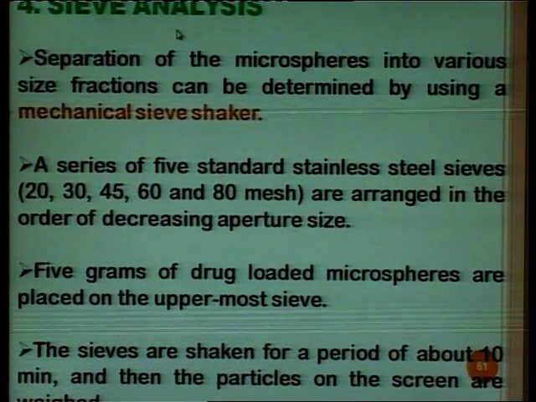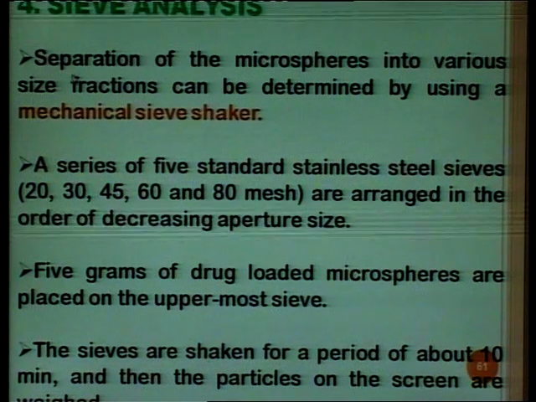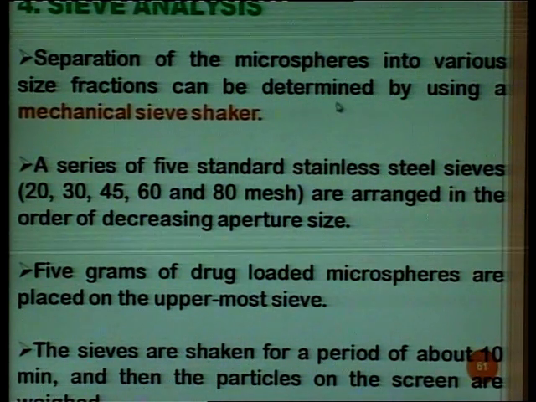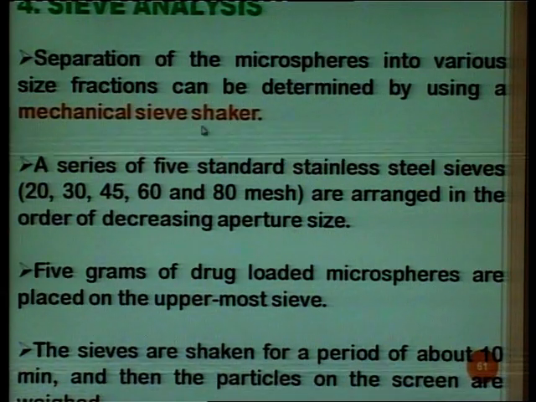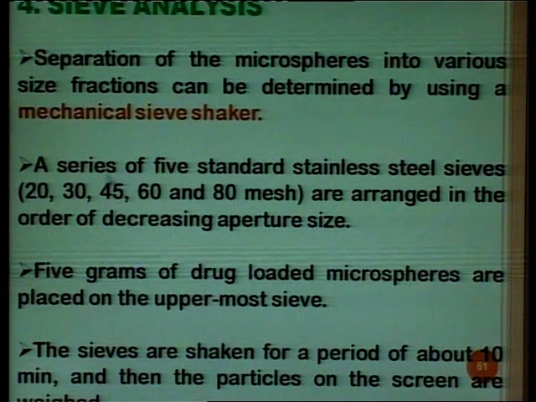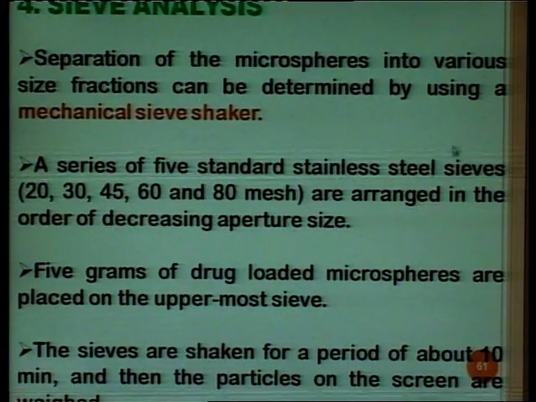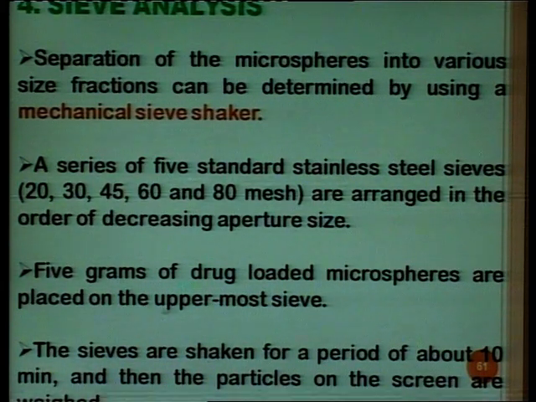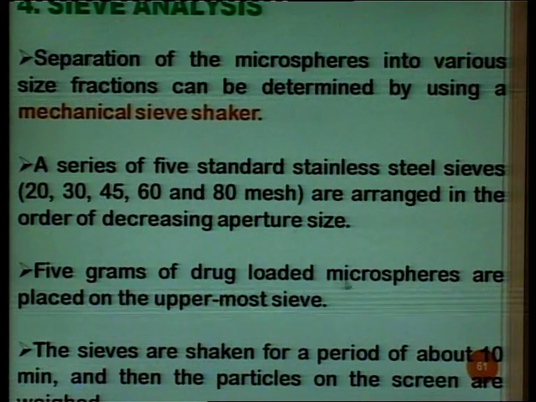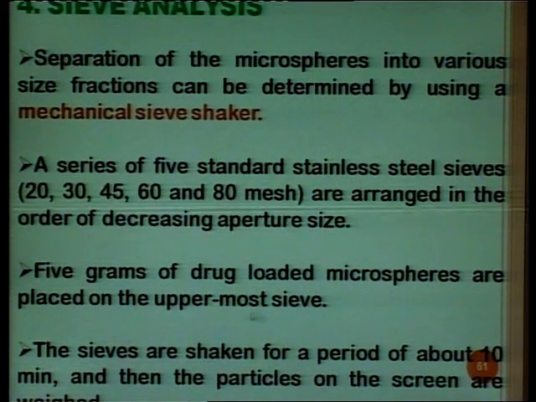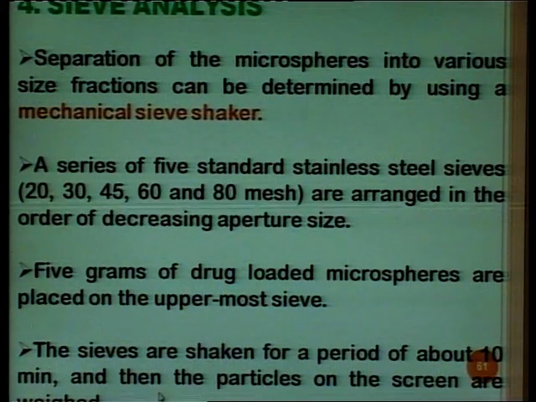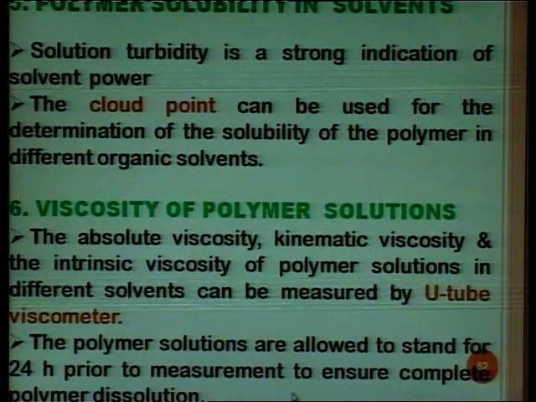Next evaluation technique is sieve analysis. In this, separation of microspheres into various size fractions can be determined by using a mechanical sieve shaker. In this sieve shaker, a series of 5 standard stainless steel sieves are arranged in the order of decreasing aperture size. Then 5 grams of drug loaded microspheres are placed on the uppermost sieve. Sieves are shaken for a period of about 10 minutes and then the particles on each screen are weighed.